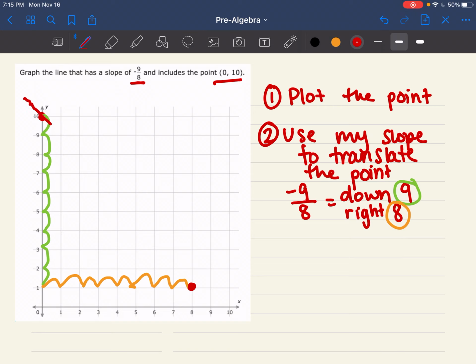And I'm going to draw my line in. And now I'm all set. I just graphed a line that has a slope of -9/8 and includes the point 0, 10.